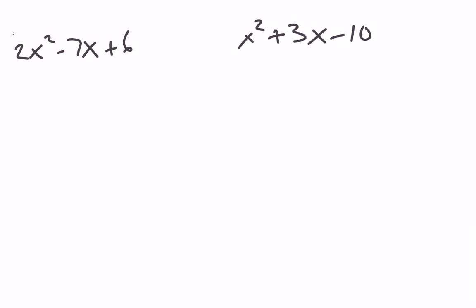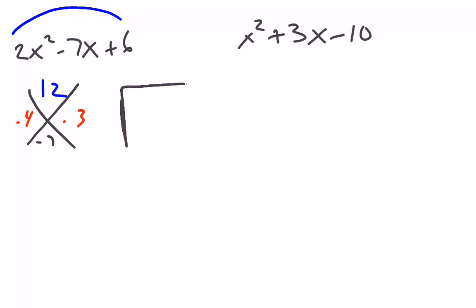Similar for the next one. 2 times 6 is 12. I'm going to put negative 7 at the bottom, so what multiplies to 12 and adds to negative 7 would be negative 4 and negative 3. Fill our box. First term, first box, negative 4x, negative 3x go on the diagonal, and my original last term goes last. Take out your GCFs.